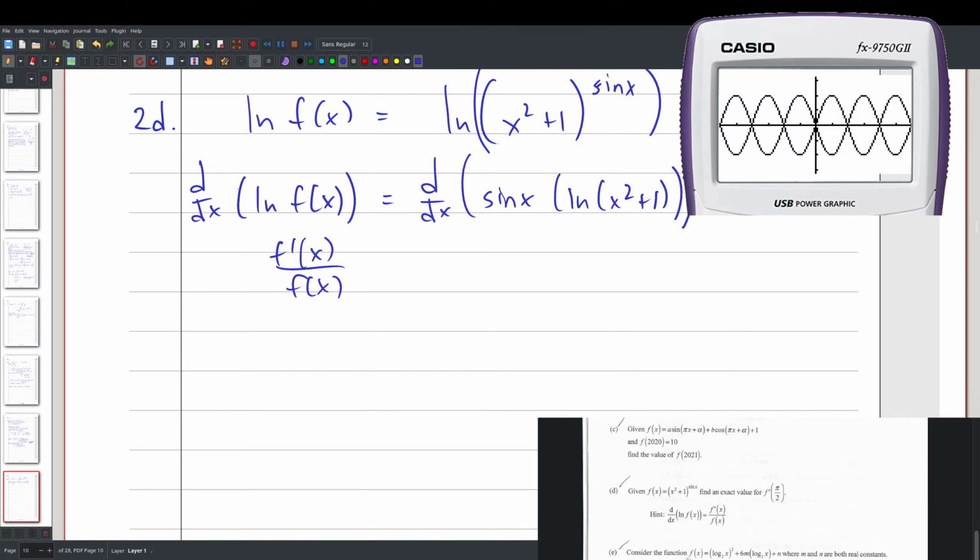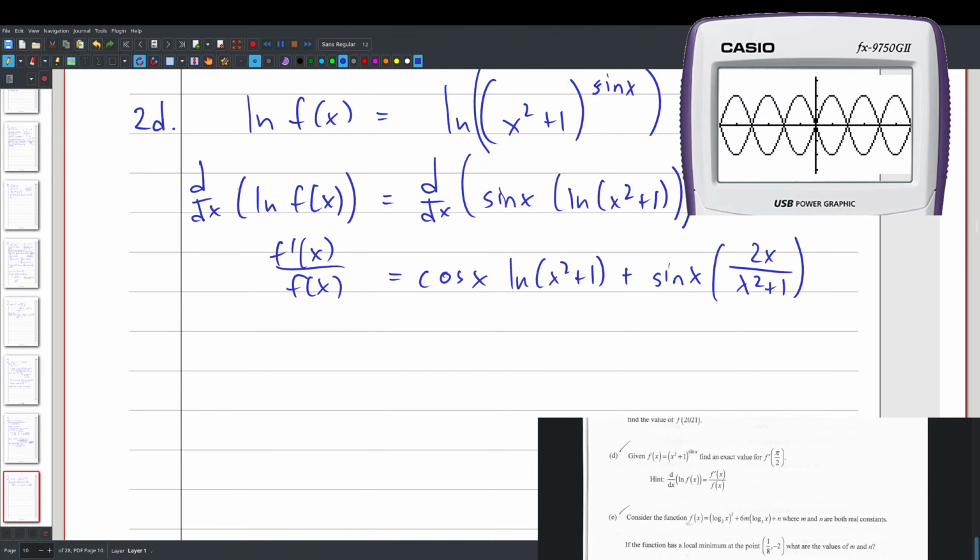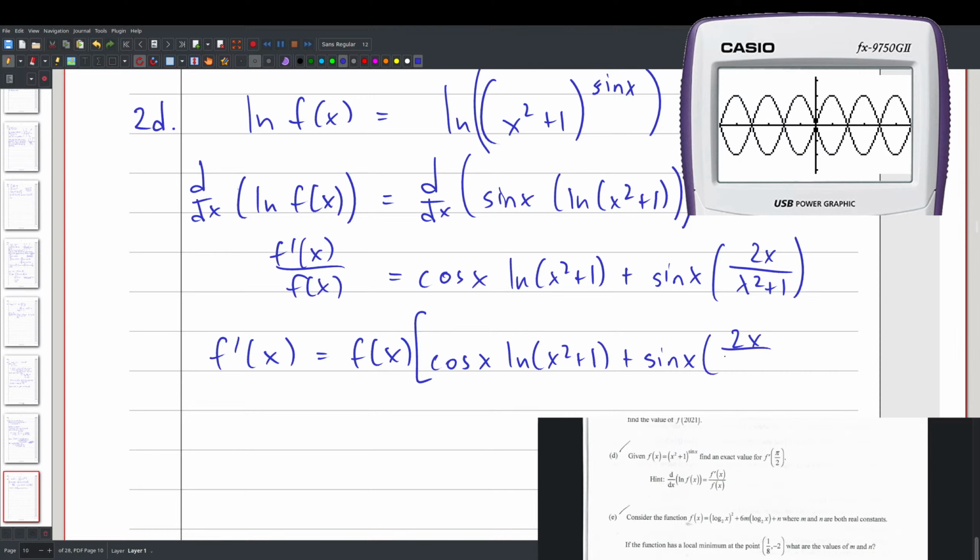on f(x) is equal to, right, d dx of this. So you yeet the first, keep the second, and then you yeet the second, you keep the first. Alright, this is the product rule. Okay, and then hence f prime of x equals f(x) times [cos x ln(x squared plus 1) plus sine x times 2x on (x squared plus 1)].